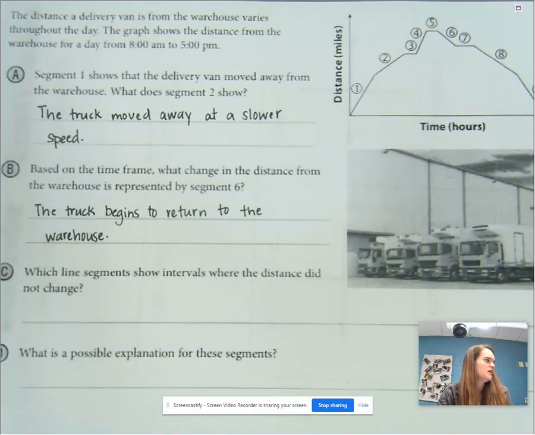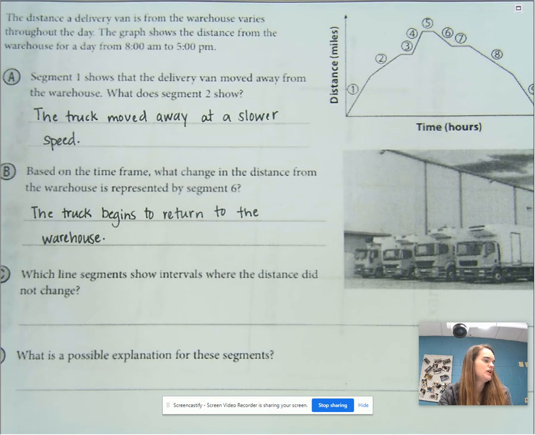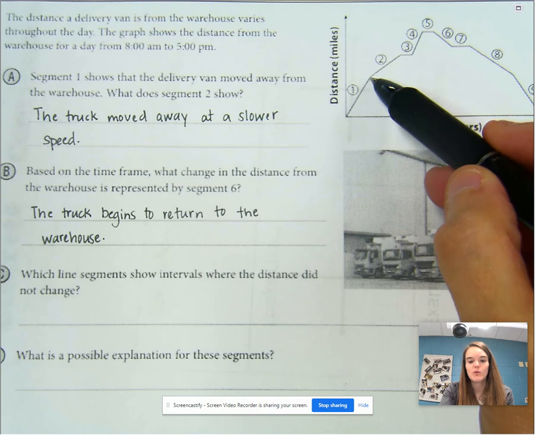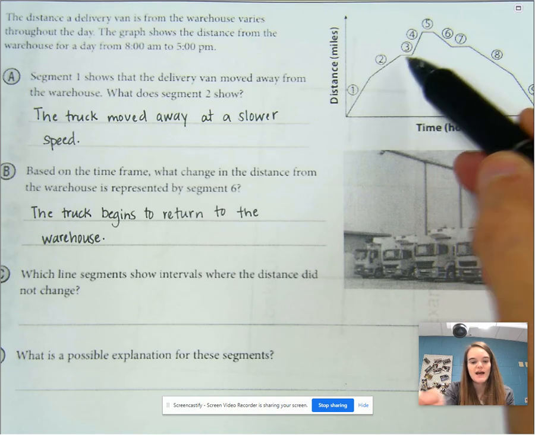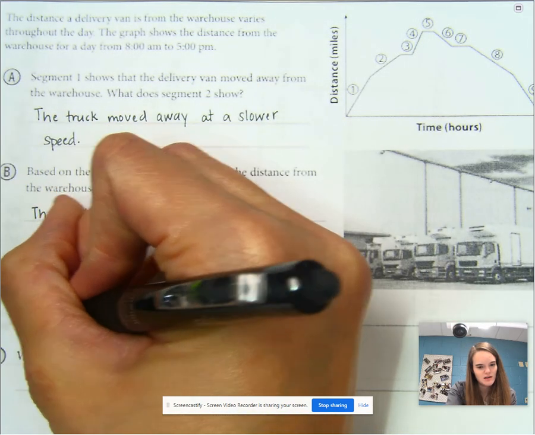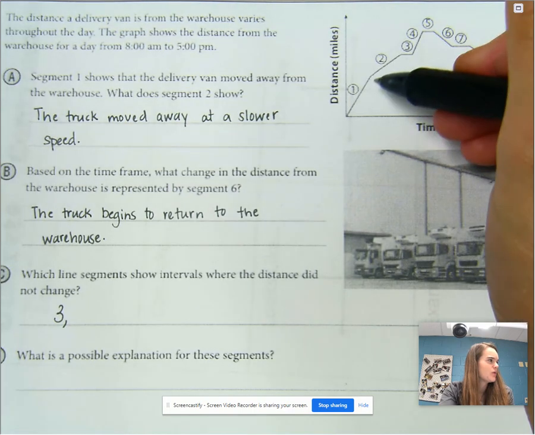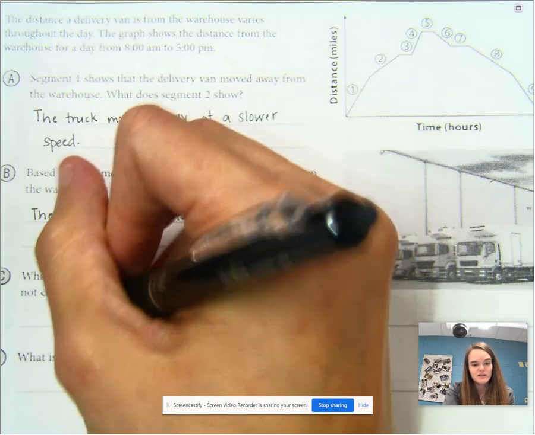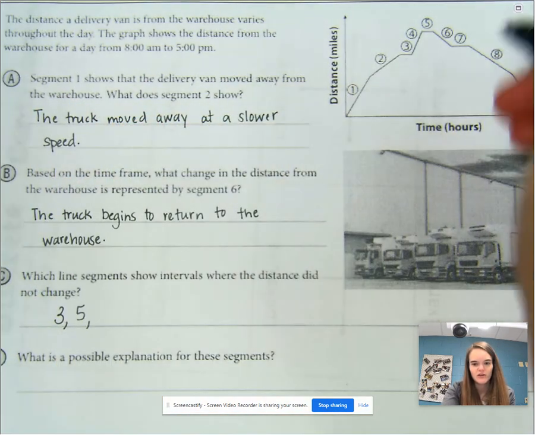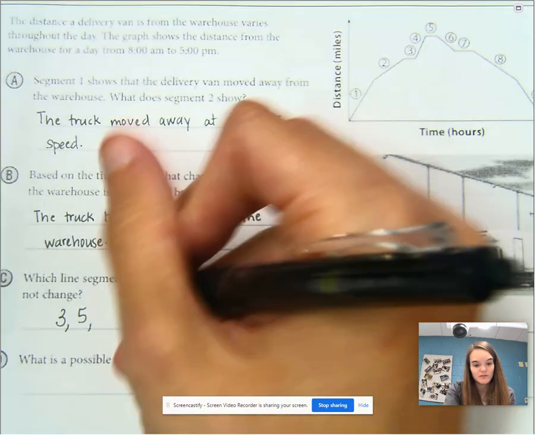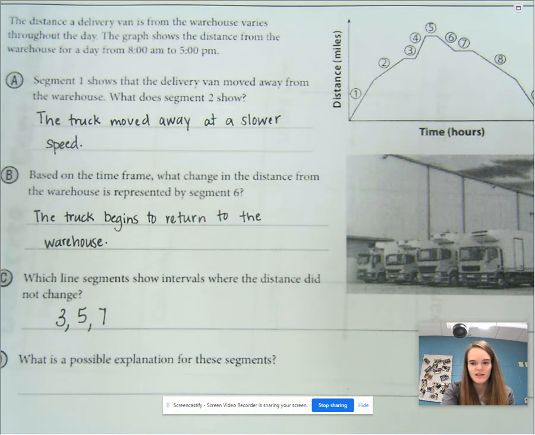Letter C. Which line segments show intervals where the distance did not change? So this is going away, away. Oh, it's flat. It's not changing. 4 is going away. 5 is flat. It didn't change. 6 is going down. 7, it did not change. 8 and 9 are going down.